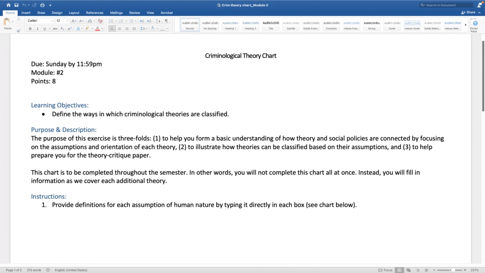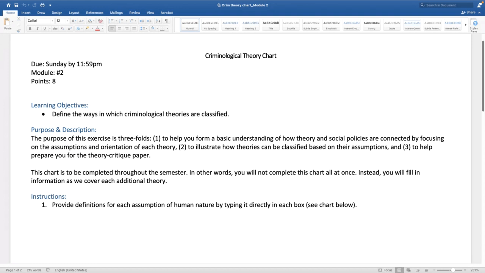Two, to illustrate how theories can be classified based on their assumptions. And three, to help prepare you for the theory critique paper. It helps because the information that you will need for your paper will be organized here. Of course, for your paper, you will need to include much more detail than is required to complete this chart.